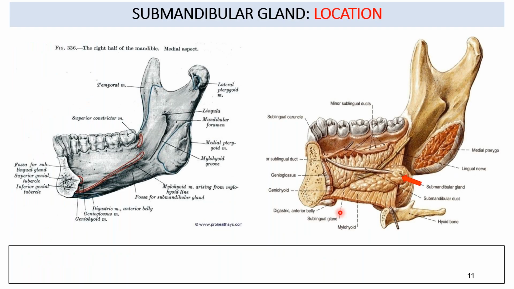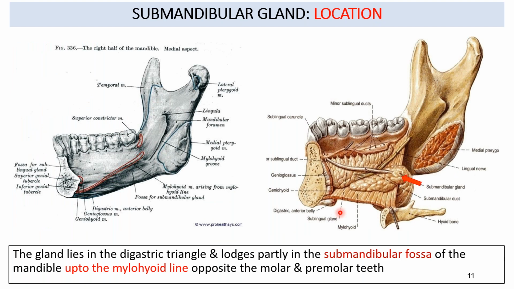The location of the submandibular gland is nearly in our submandibular fossa, which is just below the mylohyoid line. It lies in the digastric triangle and is lodged partly in the submandibular fossa. Over here is the submandibular fossa, and it extends posteriorly up to the mylohyoid line at the level of the molar, opposite the molar and premolar teeth. So that is the posterior extent of the submandibular gland.